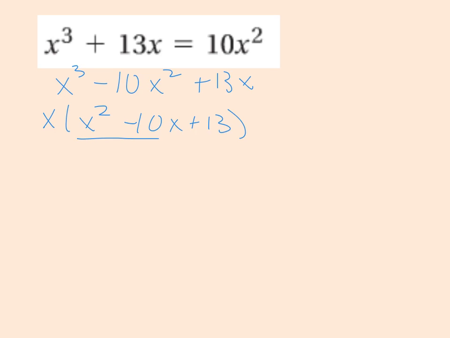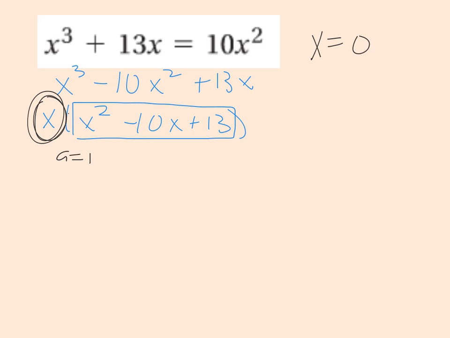So for this section right here, I'm going to have to use the quadratic formula. However, if you want to, you can have x is equal to 0. That would represent this 0 of the function. And then my a here is going to be equal to 1, because the 1 is in front. My b is equal to negative 10, because it's subtracting 10. My c is equal to 13.